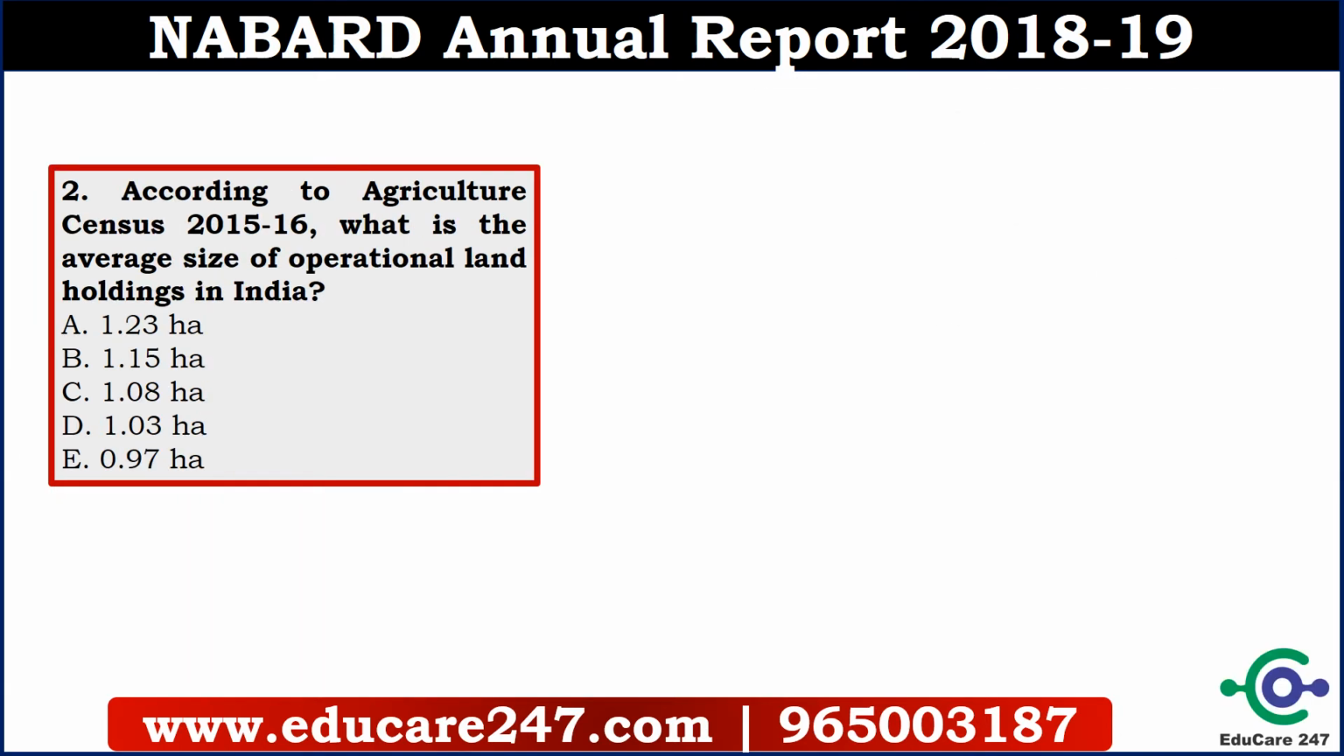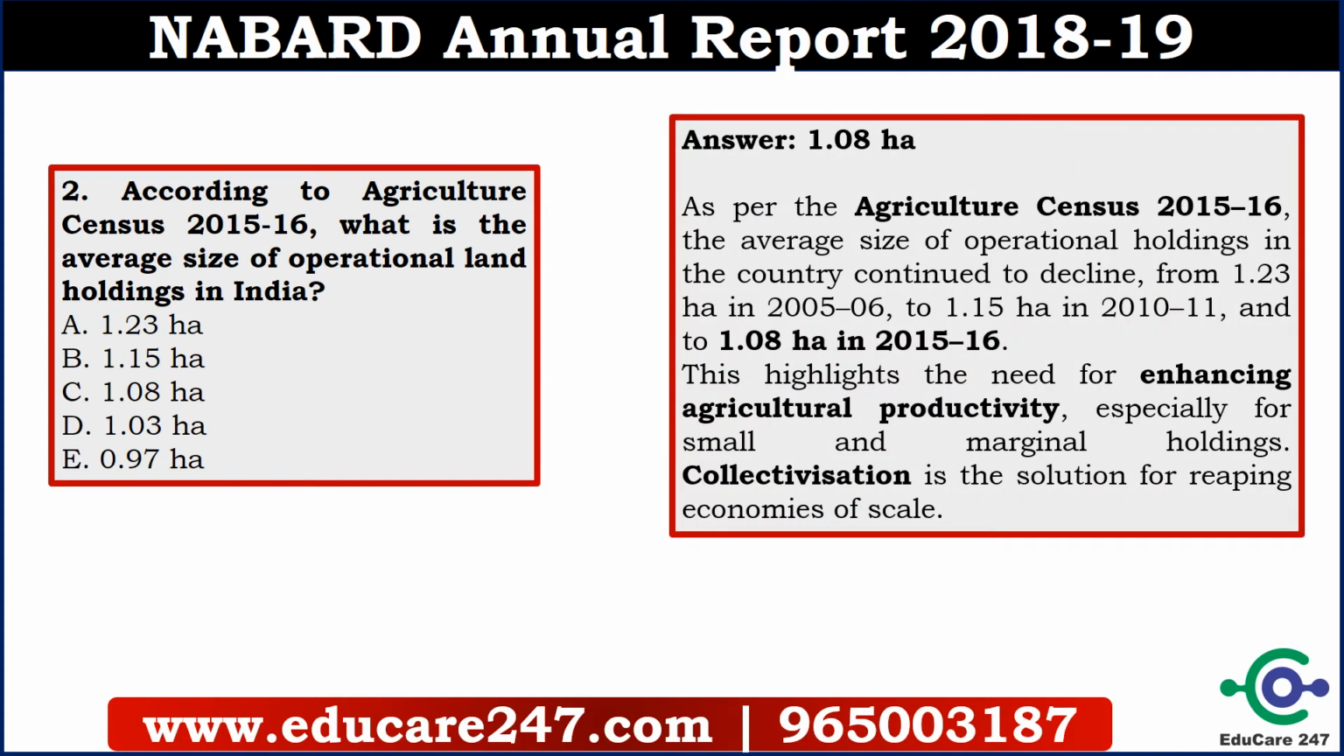The next question is, according to Agriculture Census 2015-16, what is the average size of operational land holdings in India? The answer is 1.08 hectare. This Agriculture Census 2015-16 was mentioned in NABARD Annual Report 2018-19. The report says that since 2005-06, the average land holding has decreased. In 2005-06, it was 1.23. It further reduced to 1.15 in the year 2010-11, and in 2015-16 it reduced to 1.08 hectare.